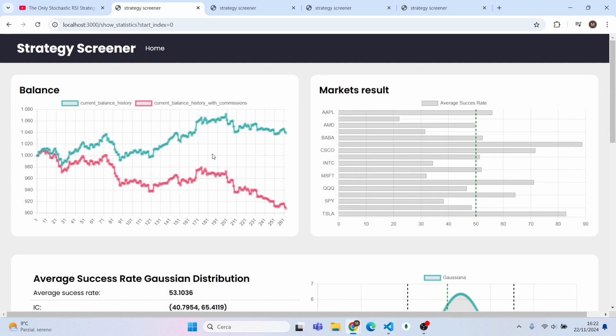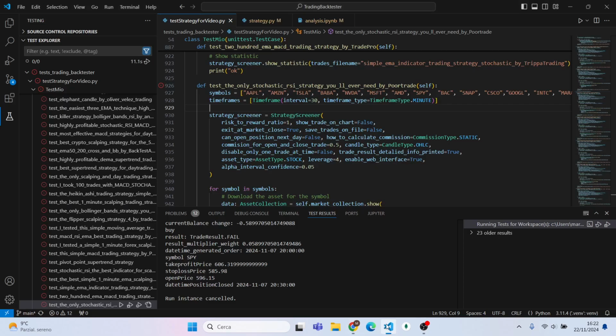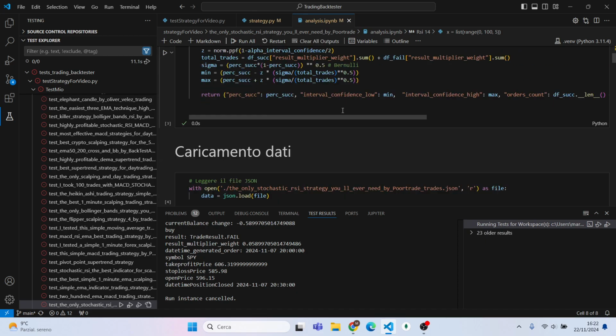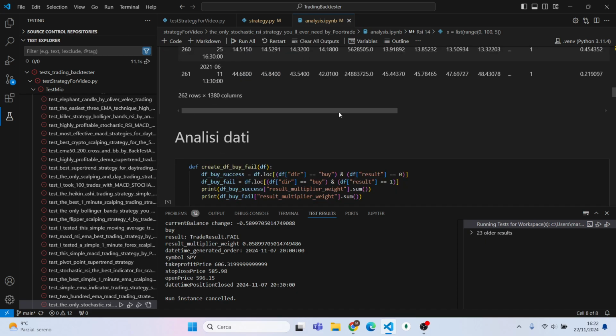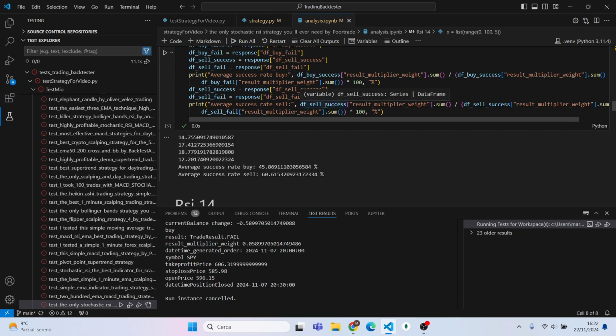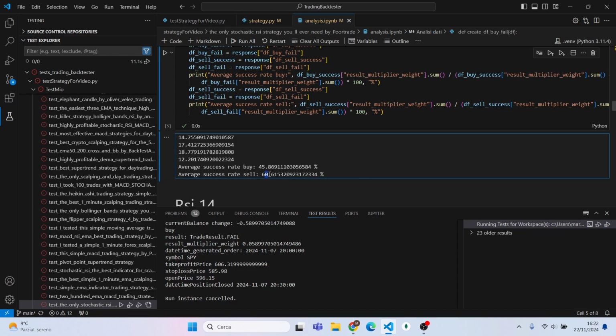I will make it as much profitable as I can. And what I have found? I have found, first of all, that if you have only taken the sell orders, the average success rate would have been 60%. That's very good, and it's pretty different from the buy average success rate.